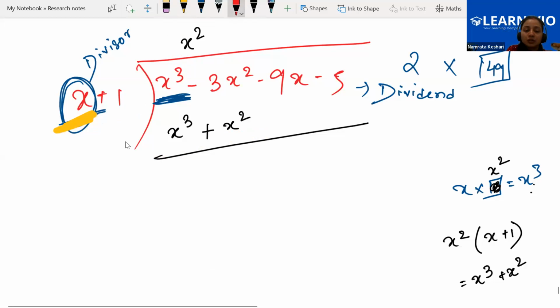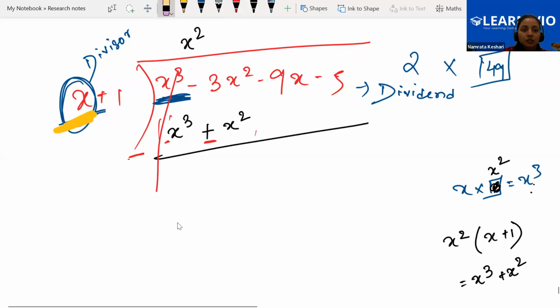Now we will do the subtraction, the normal subtraction which we do in our normal division also. When we will do the subtraction, this x cube will become minus and this x square will also become minus. Okay, both will become negative due to the negativity outside. We will keep it in a bracket and then we will give a minus sign which will change all the signs. So this and this will get cancelled out.